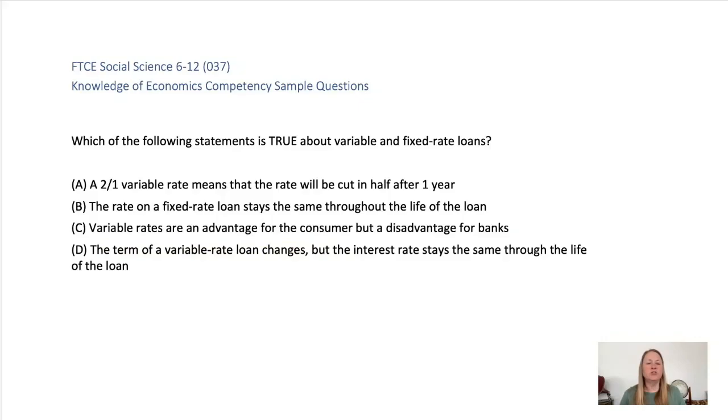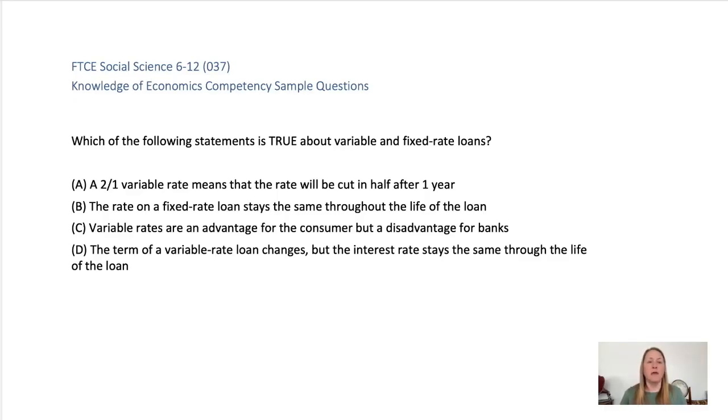Which of the following statements is true about variable and fixed rate loans? A. A 2-to-1 variable rate means that the rate will be cut in half after 1 year. B. The rate on a fixed rate loan stays the same throughout the life of the loan. C. Variable rates are an advantage for the consumer, but a disadvantage for banks. Or D. The term of a variable rate loan changes, but the interest rate stays the same through the life of the loan.